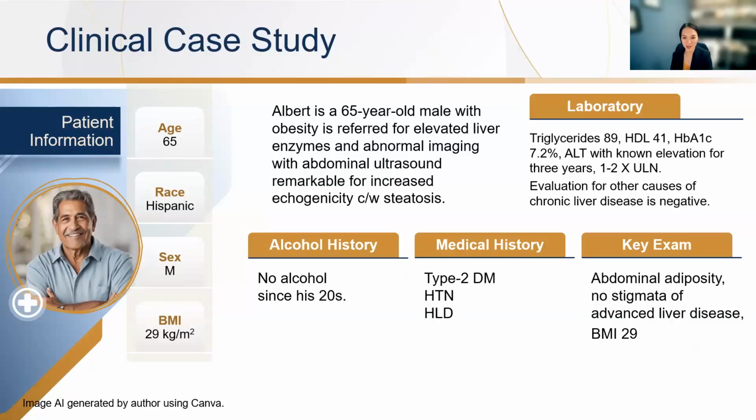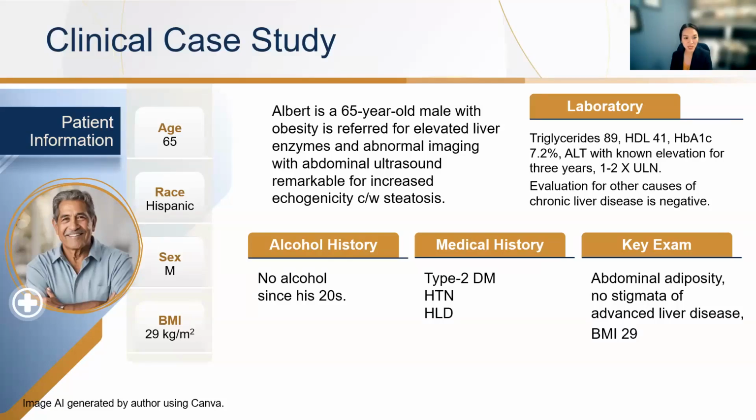Okay, so let's return now to our patient Albert. Albert is the patient we see in the clinic, a 65-year-old man with BMI 29. We call that obesity. He is referred to you for elevated liver enzymes, with abdominal imaging showing steatosis. Let's look at some of his labs. He has a triglyceride of 89, good cholesterol 41, A1C 7.2, and ALT elevated for about 3 years, 1 to 2 times upper limit of normal.